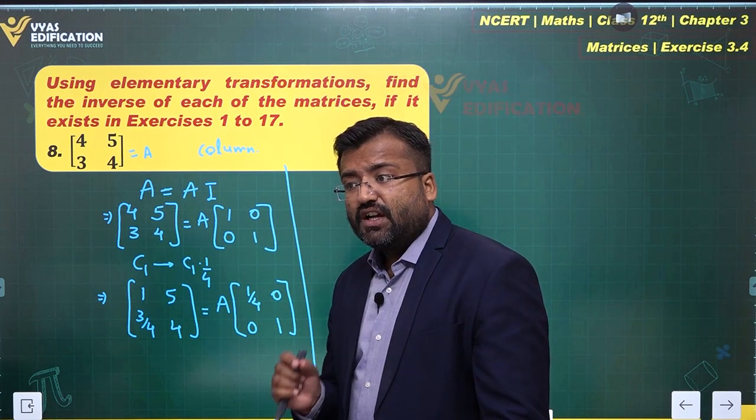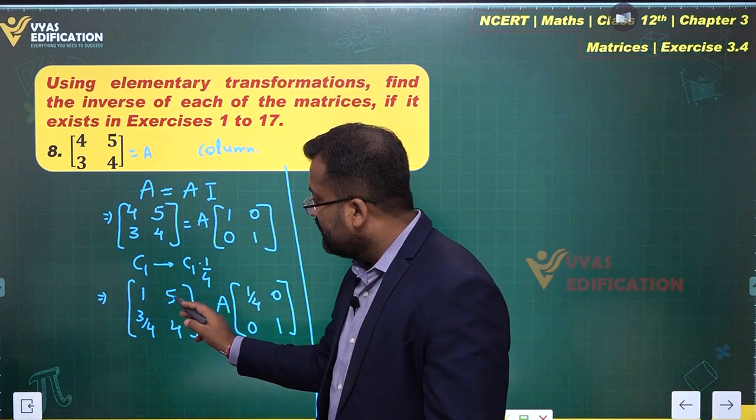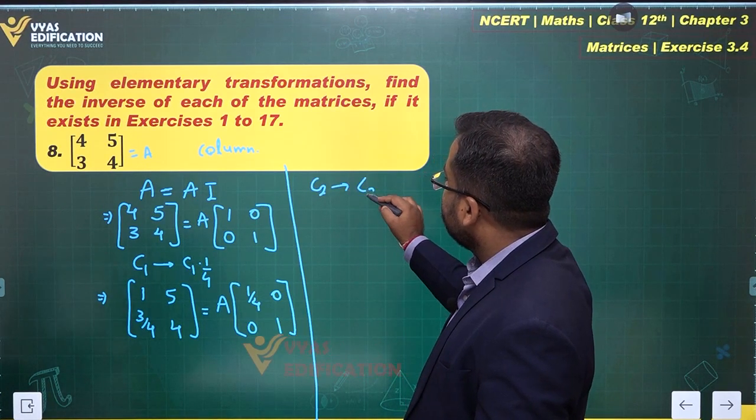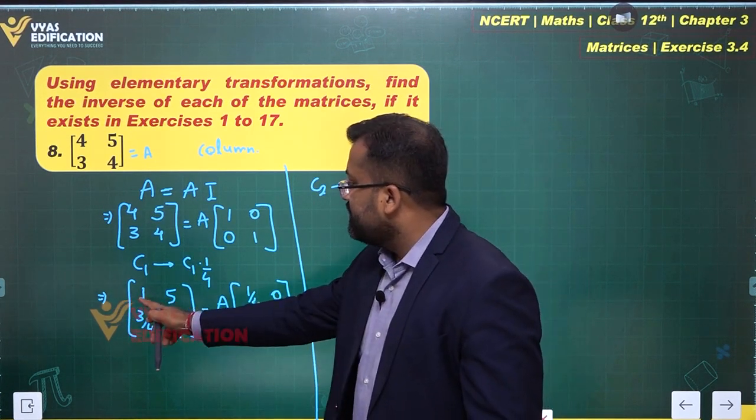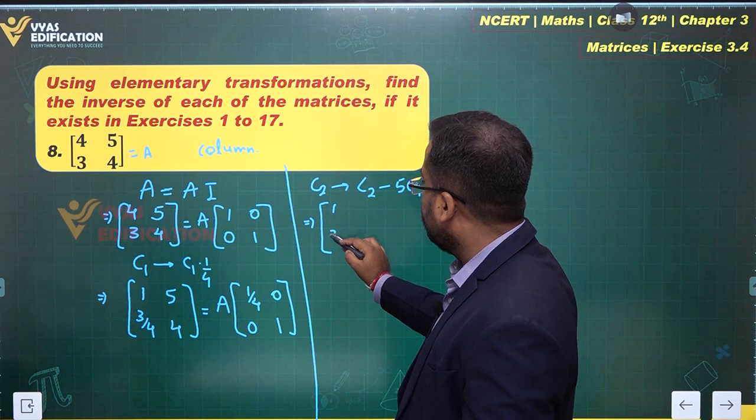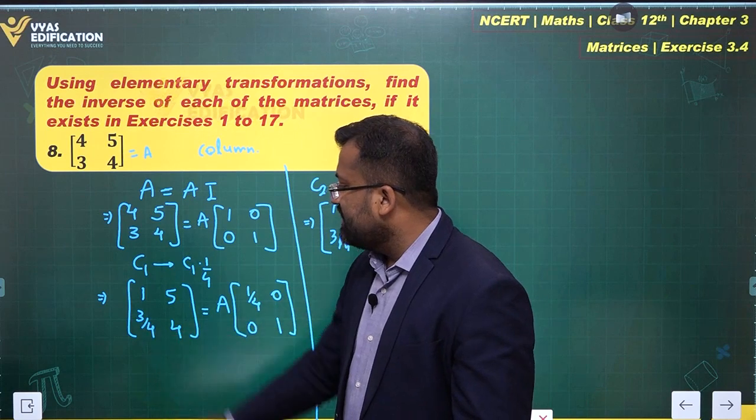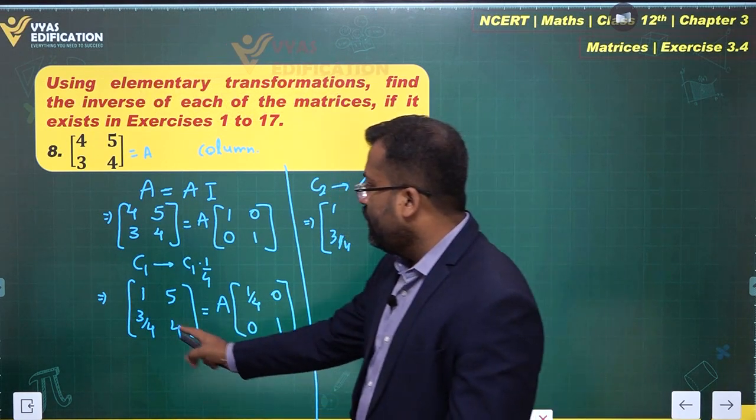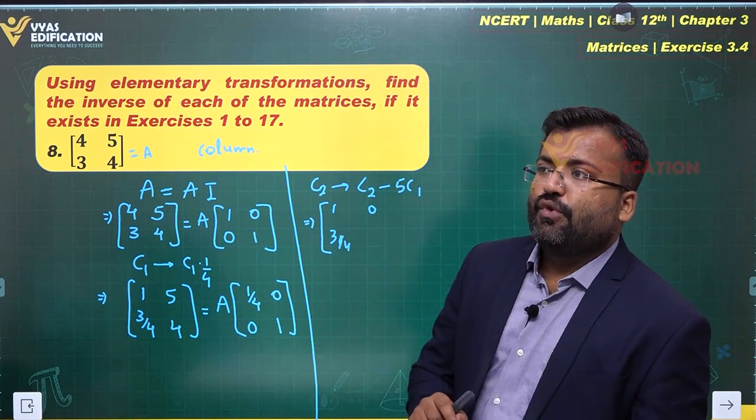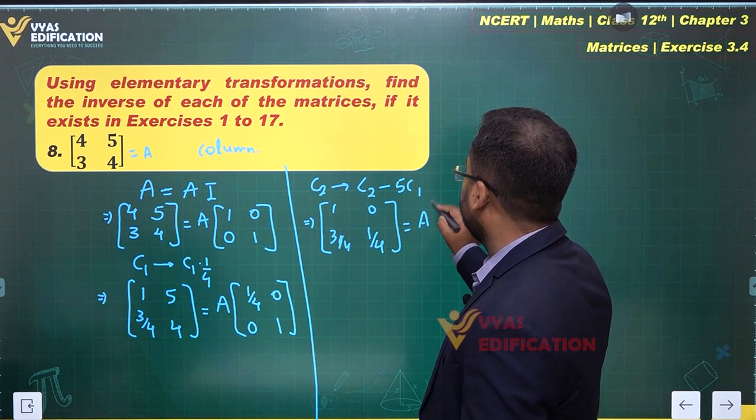What next? When you are applying column transformations, once you have converted this element, cover the first row. So this 5 has to be converted into a 0. Let's do that. C2 can be replaced by C2 minus 5 C1. 5 times 1 can be subtracted, and what will that give us? 1 and 3 by 4 remain as it is. 5 minus 5 becomes 0. 4 minus 5 times 3 by 4, 4 minus 15 by 4. You take the LCM, it becomes 16 minus 15, that is 1 by 4 over here, which is equal to A times.